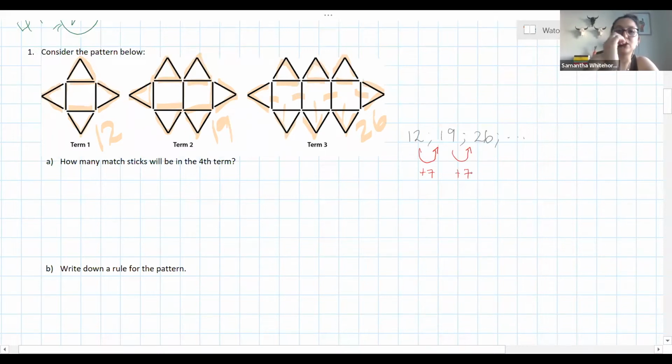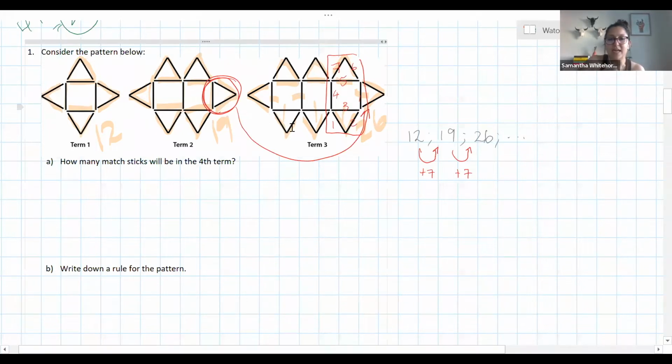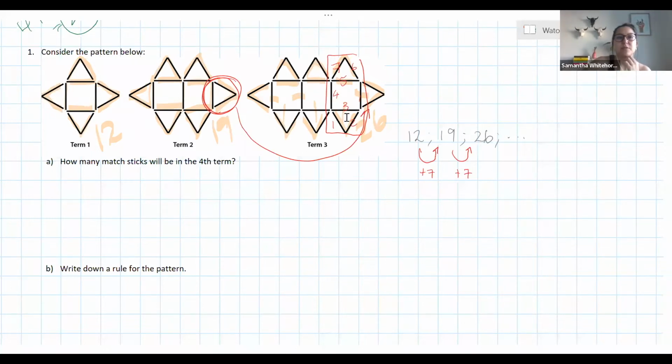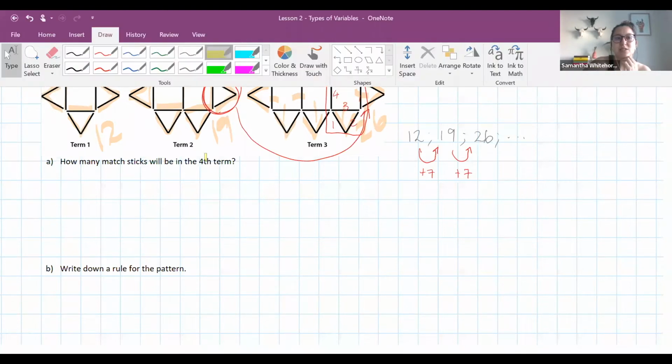Okay, so if I go to the image side of this, I've obviously taken this triangle from image 2 and I've pushed it to the end, which means I've added these bits in the middle here. And so there's 1, 2, 3, 4, 5, 6, 7 extra sticks that I'm adding onto my image. Okay, so as I add my sticks on, I'm actually adding 7 extra matchsticks or extra lines each time. Now, why that's super useful for us to know is because the next question is asking us how many sticks will there be in the 4th term.